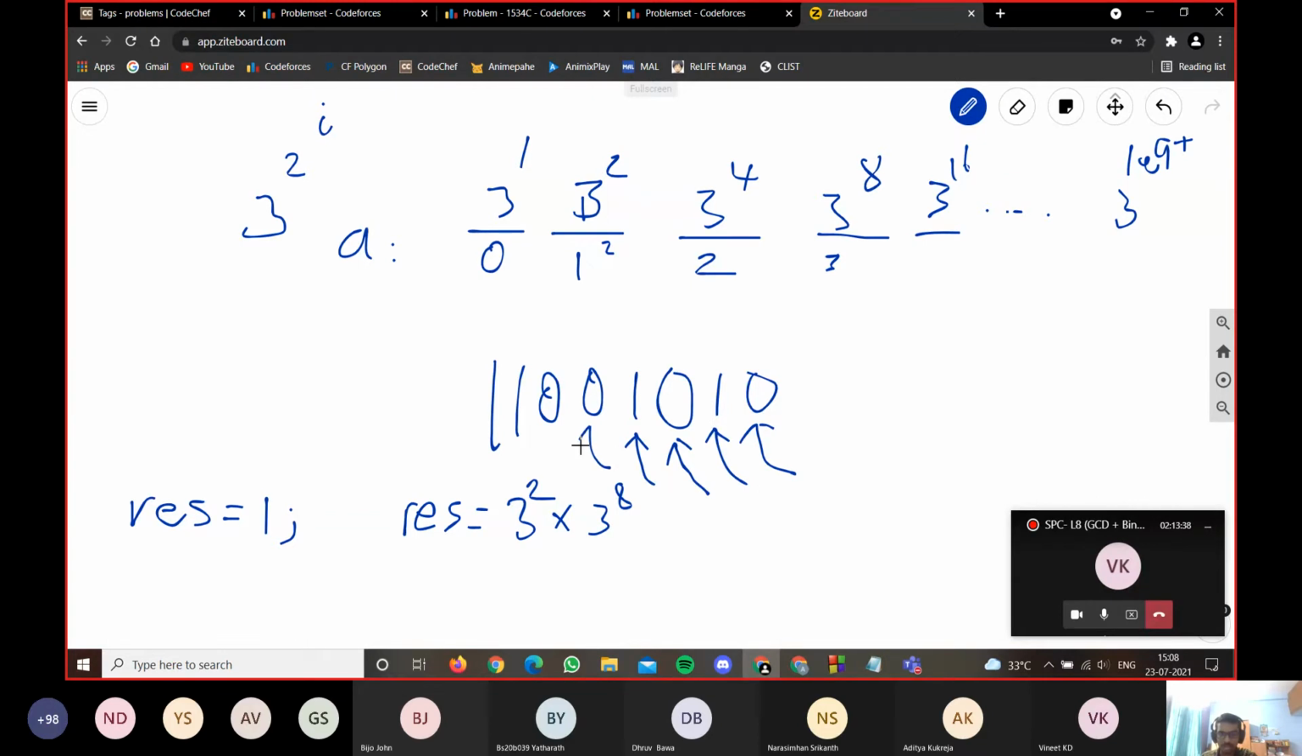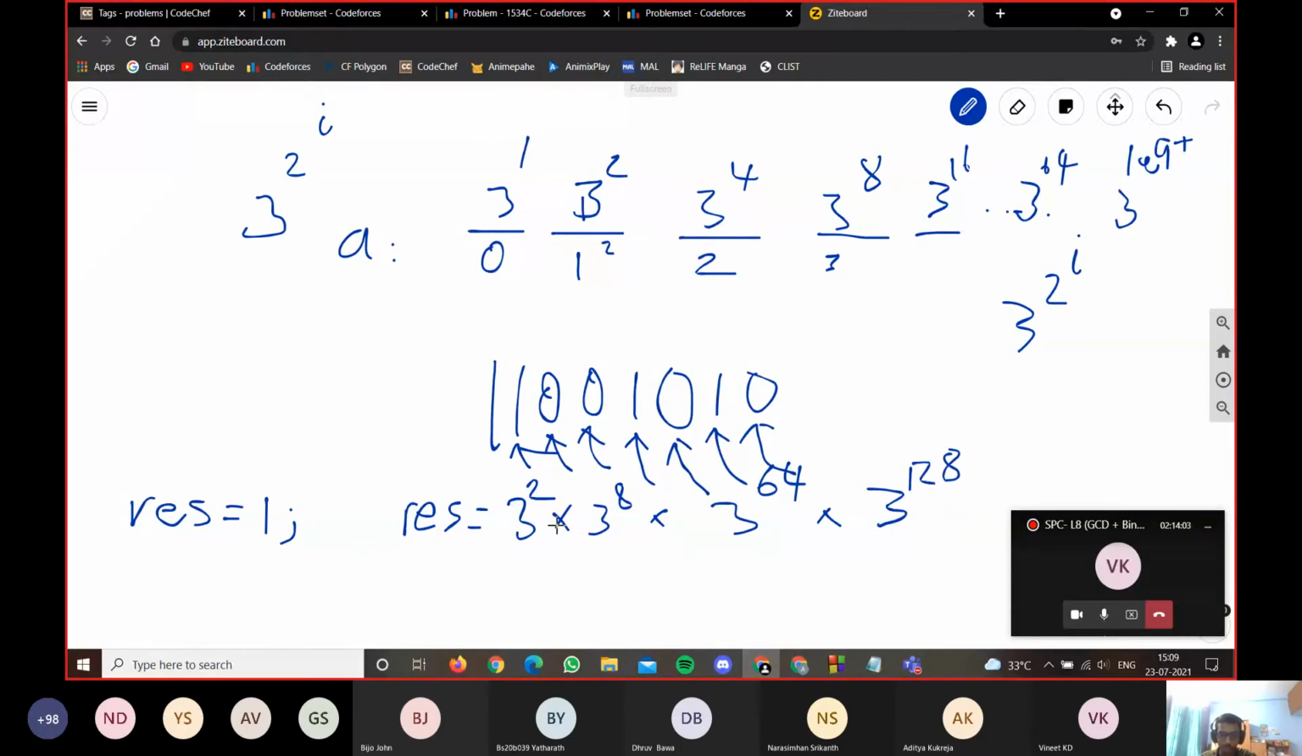Now I'll go to the next bit, 0, next bit 0, I'll go to the next bit. So this is the 0, 1, 2, 3, 4, 5, 6th bit. So what should the 6th bit contain? Should contain 3 power 64, right? 3 power 2 power 6. Basically these hold 3 power 2 power 8. So now this is a 1, so I'll multiply 3 power 64. And the next one is also 1, so I'll multiply 3 power 128.